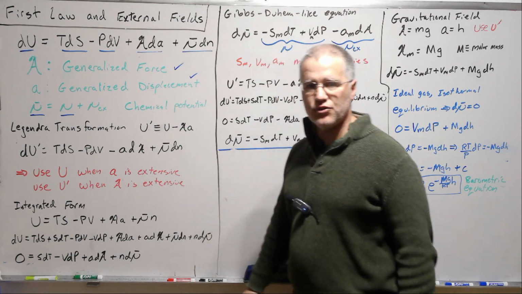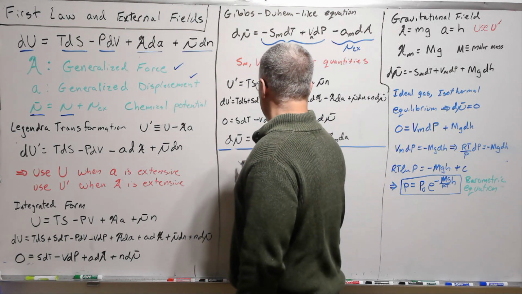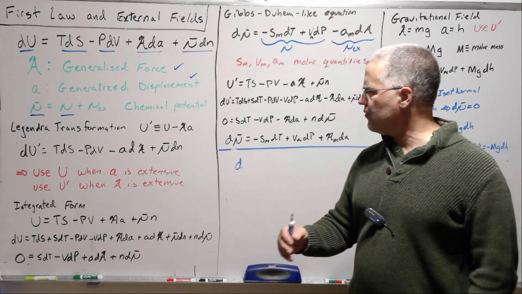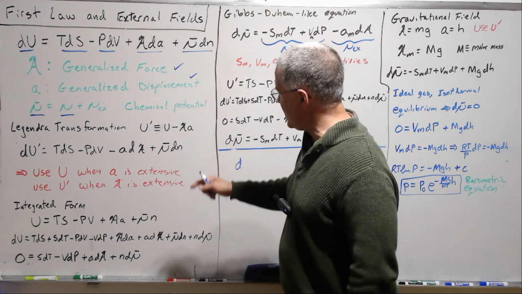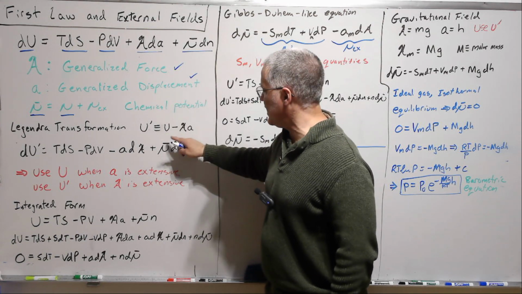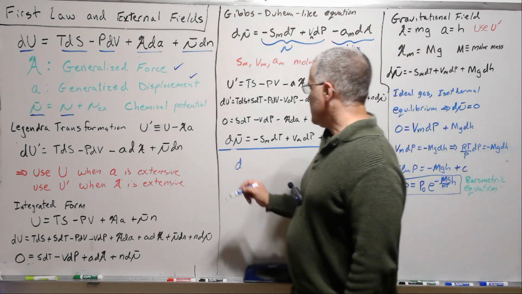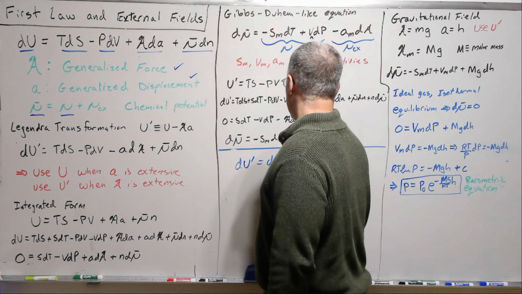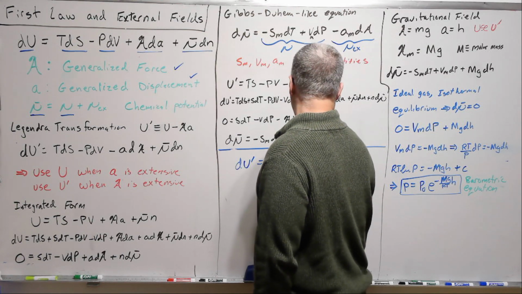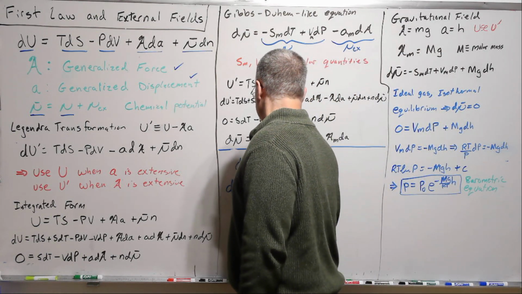So maybe again, to shake off the rust a little bit, let's look at this Legendre transformation. We're going to just define U prime. And the primes, whether it's U or H or the free energies, are always going to be the original U, H, free energies, and then minus this external field term. So we do a dU prime, that's going to be a dU minus a d fancy A. So we can write out the dU as is here.